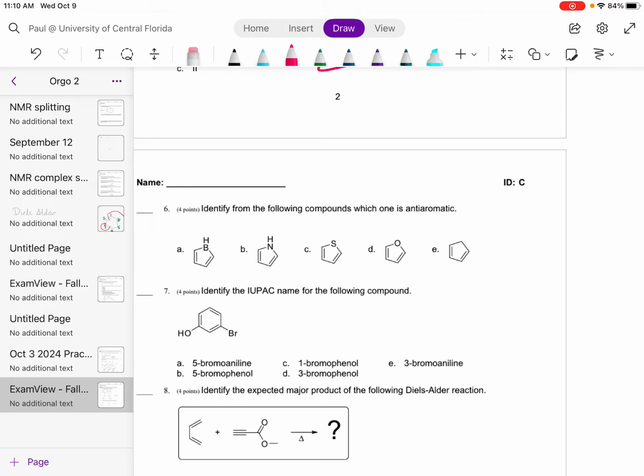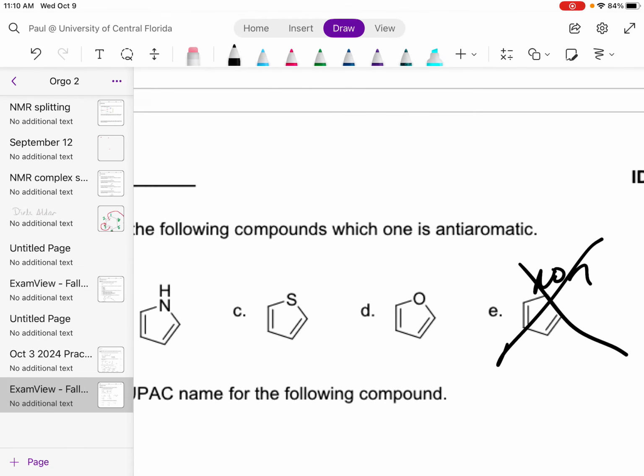Identify the following compounds, which one is anti-aromatic. Well, this guy right here doesn't have all sp2 hybridized atoms within the ring. So this guy is non-aromatic. So that's out. The oxygen atom has 2 lone pairs, and if we count how many pi electrons there are, there's 2, 4, 6. So that's aromatic.